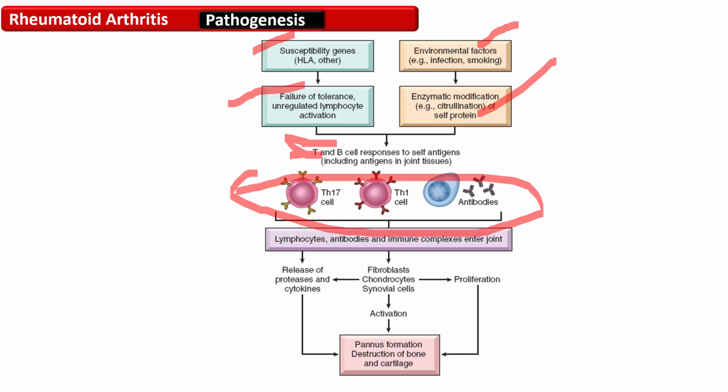They will lead to aggregation or recruitment of inflammatory cells, and these inflammatory cells and their released cytokines are responsible for the activation of fibroblasts, chondrocytes, and synovial cells. Finally there is pannus formation and destruction of the bone and cartilage due to proliferation and also due to cytokine effect.